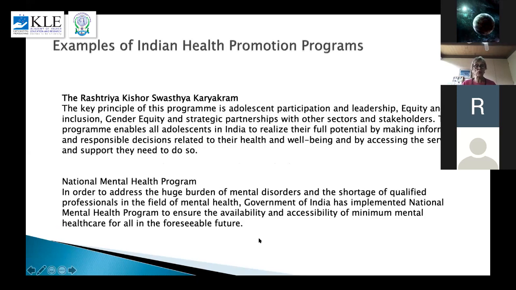These were just a few programs I saw that were looking at health promotion. I really liked the first one, which was looking at educating young people about equity, inclusion, gender equality, and strategic partnerships with other sectors and stakeholders to enable adolescents to realise their full potential by making them responsible for decisions about their health and well-being, by accessing the knowledge and support that they need. We need to educate our young people because that's obviously the future of our countries.